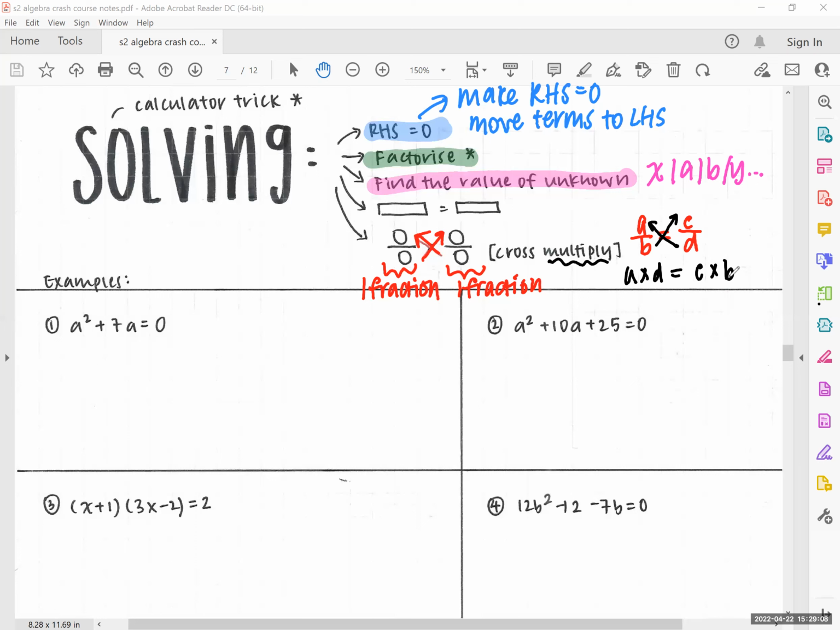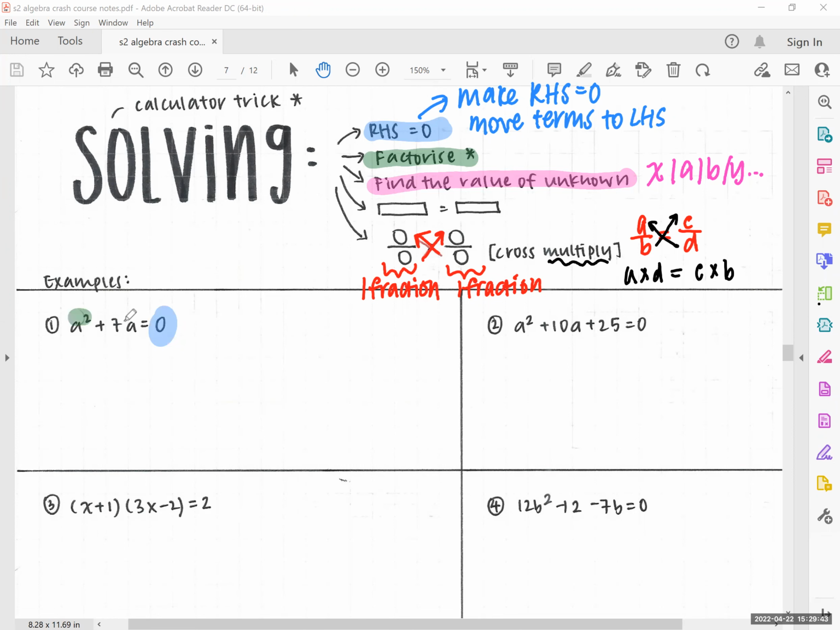So let's look at this one. What is the first step we must always make sure of? Let's read out. So now let's look at this question. Is the right-hand side 0? Does it satisfy? Yes. Next, what's the next thing we have to do? Factorize. So let's look at this.